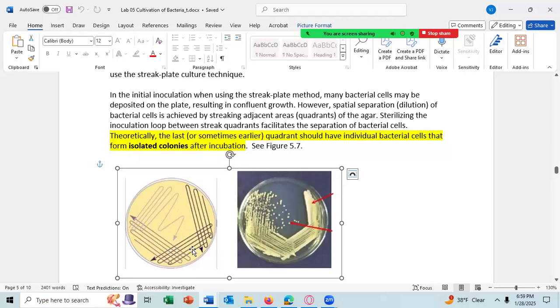So this is 1, 2, 3, 4, 5, 6 times. You should be streaking it in one sector 20 or 30 times. And then streak it out here. This is pretty good in sector four or quadrant four. And you'll notice that in quadrant four, we're getting isolated colonies.